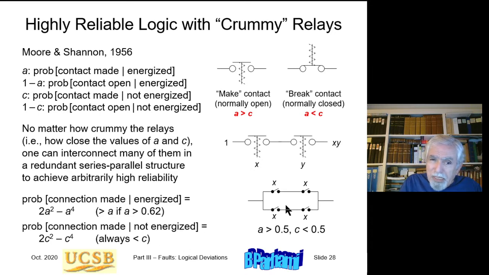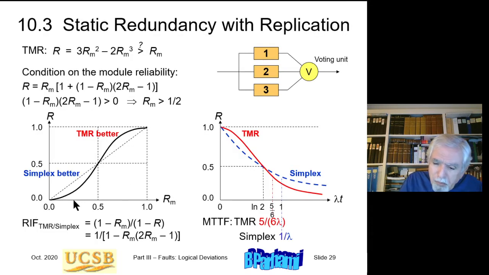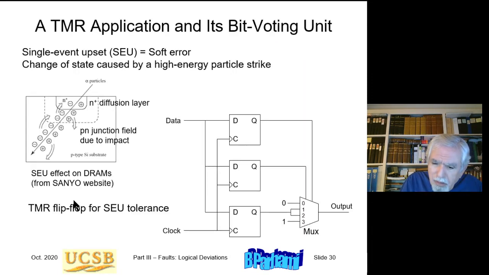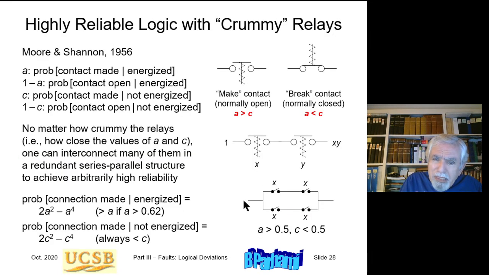So in this particular example, the probability that connection is made given that the relay, so all 4 of these relays are controlled by the same signal X. So if X is asserted, then all relays should close, so contact will be made between the 2 sides. Now, if one of these relays is faulty and it doesn't close when X is energized, when X is asserted, then still connection will be made between the two sides.